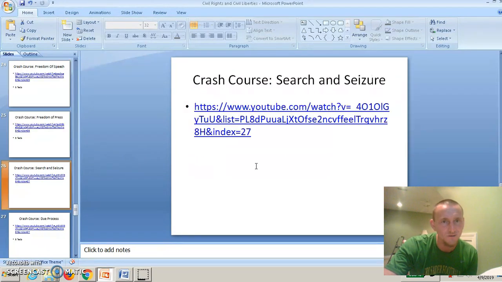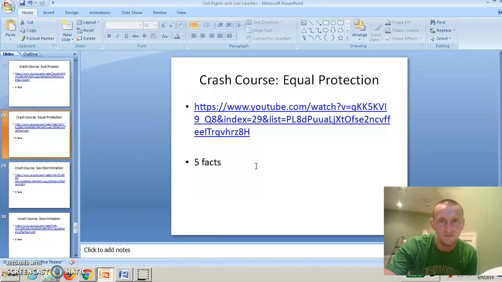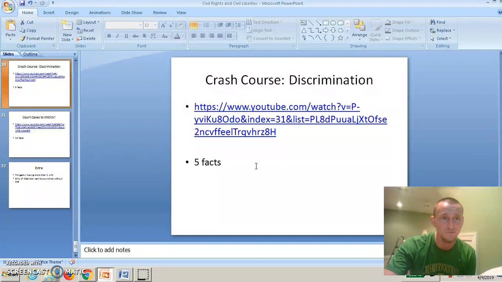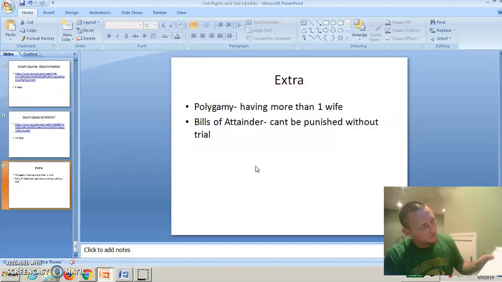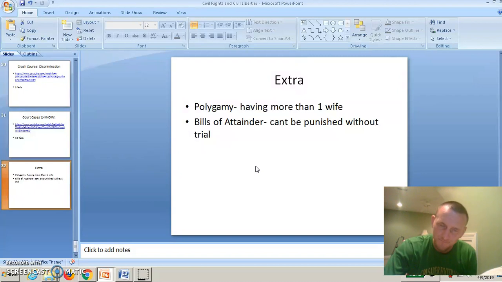Each one of these is a crash course on the amendment. You need to know it. Okay, like I said, polygamy. Make sure you know what bills of attainder is. You can't be punished without trial. Both of these, I put this at the end. This is extra because I'm putting it on my test right now. Okay, so you need to know what both of these are.